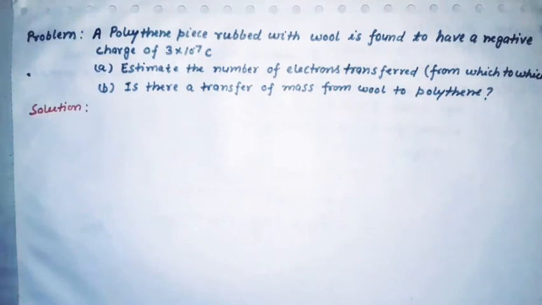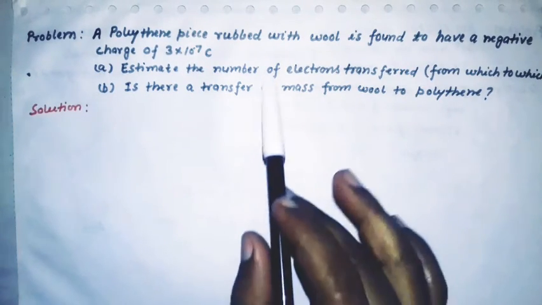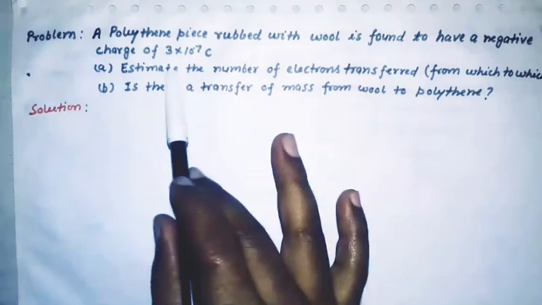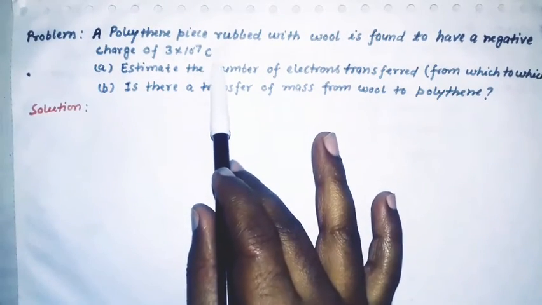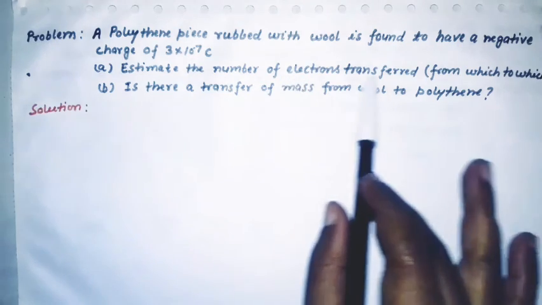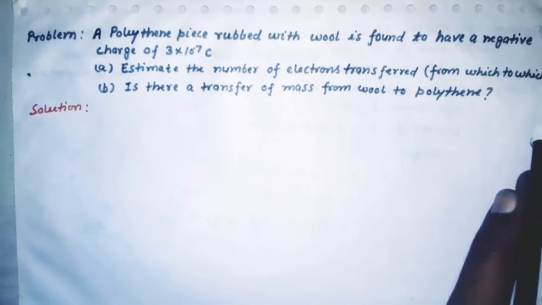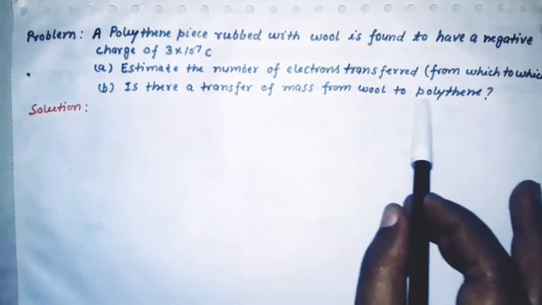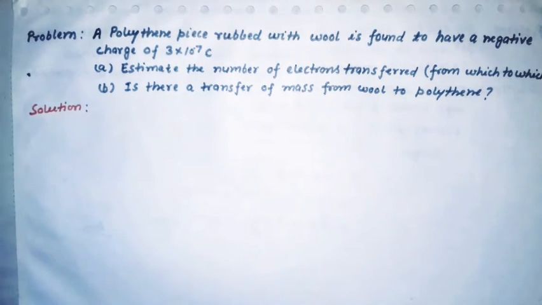The next problem, which is quite conceptual. A polythene piece rubbed with wool is found to have a negative charge of 3 into 10 to the power minus 7 coulomb. Estimate the number of electrons transferred from which to which. Is there a transfer of mass from wool to polythene? So first we have to note down what is given.